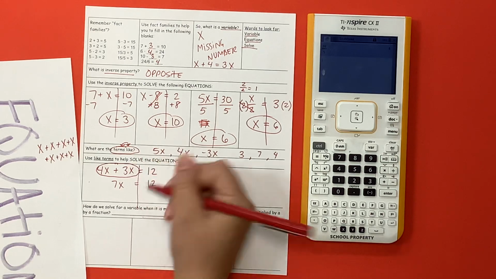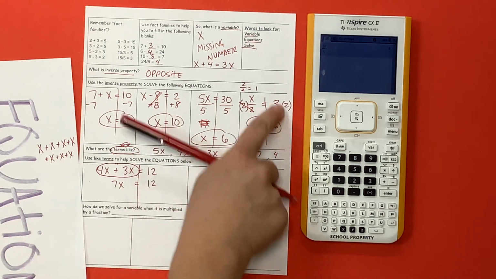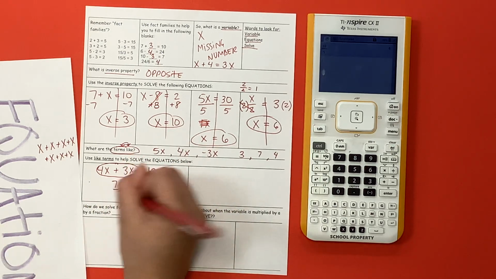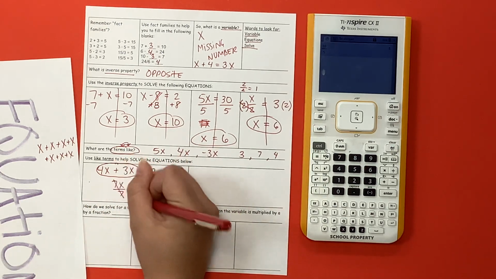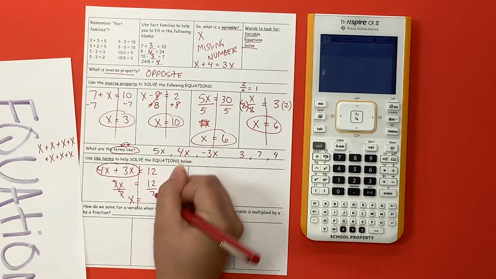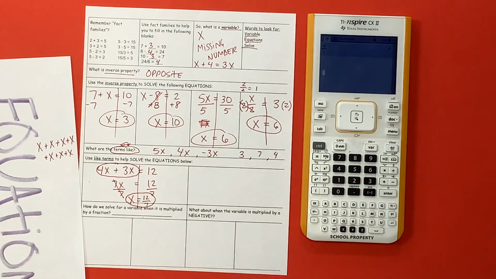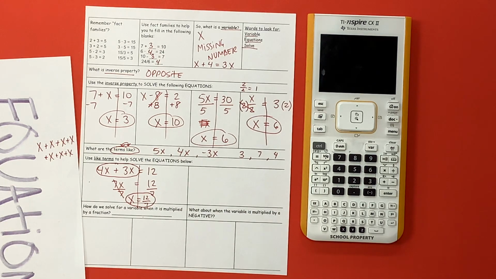So now that I have just a one-step equation, just like I had up here, I know that this is multiplication. I use division, which is the inverse property, to solve for x. I now have 12 over 7. That is a fraction that does not reduce. So that is our answer. We leave it in fraction form. We do not reduce it.